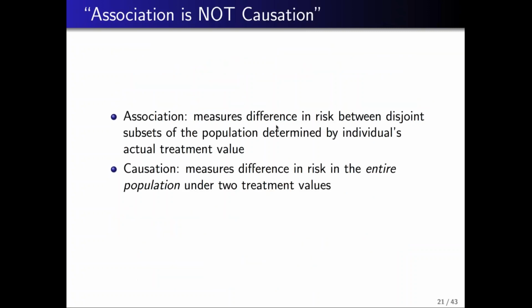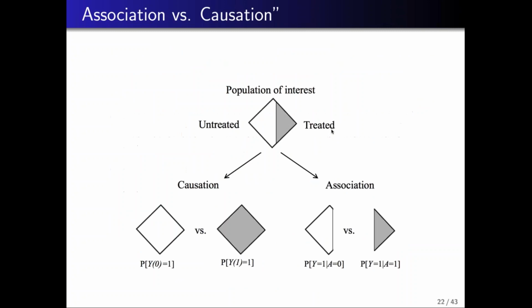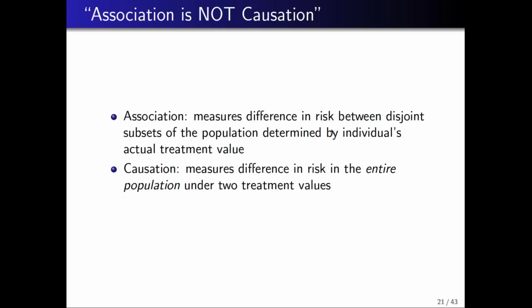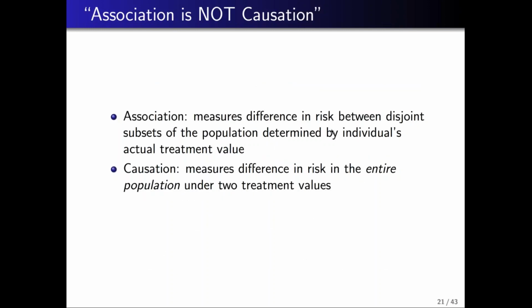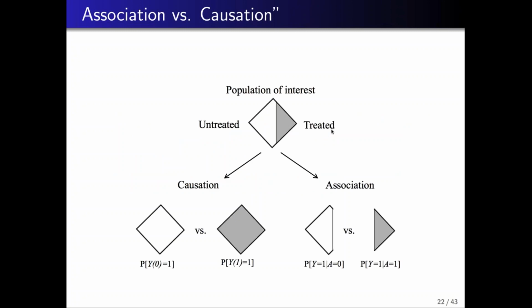So association measures difference in risk between disjoint subsets of a population, because we're talking about the people who actually received treatment little a versus the people who did not receive treatment little a. Association measures difference in risk between disjoint subsets of the population determined by individuals' actual treatment, what they actually were taking. Causation measures difference in risk in the entire population under two different treatment values. That's the key distinction between association and causation.